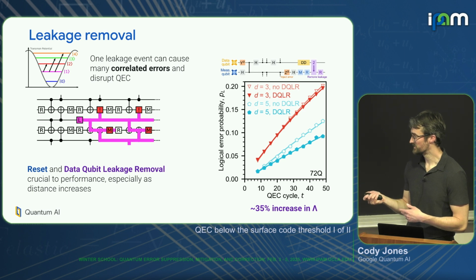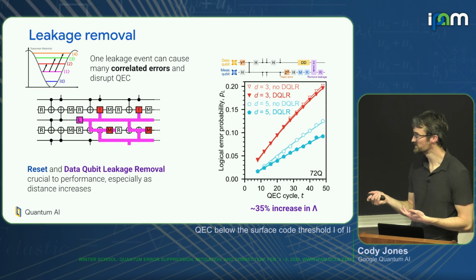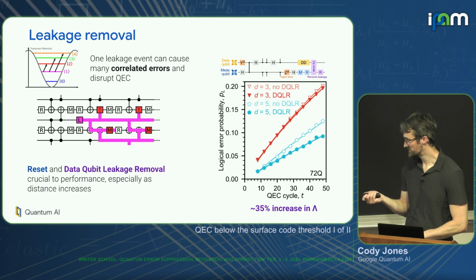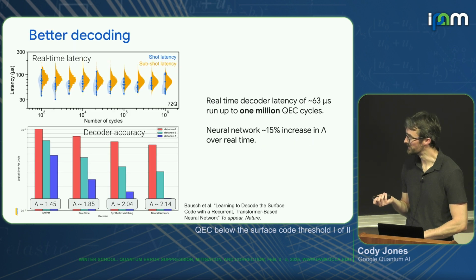But at distance 5, everything changes. This code is more reliable. It's bigger, so leakage has more opportunities to wander and cause problems. And so without leakage removal, you get this error accumulation rate, and with leakage removal, it improved. And this was pretty significant, actually. This increased lambda by about 35%. So this was an important part of the story. We kind of already suspected it, so it wasn't a shock to us, but it is kind of cool to see that we're now actually confirming that we needed that.